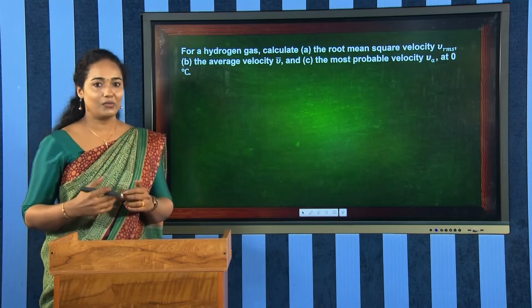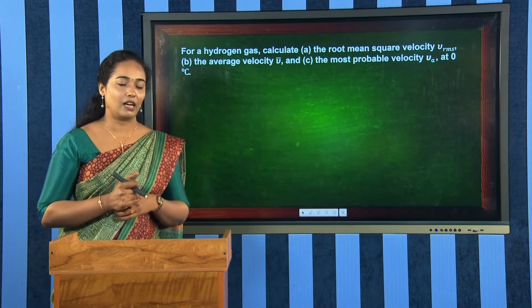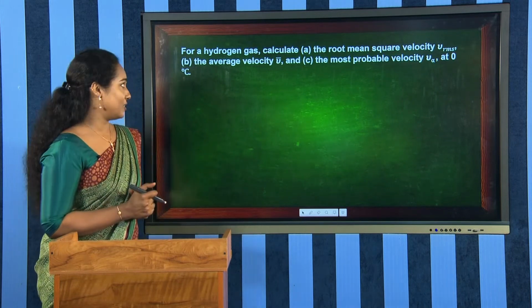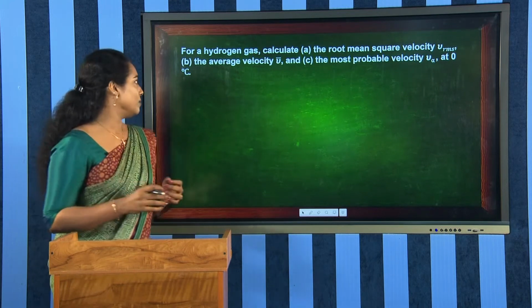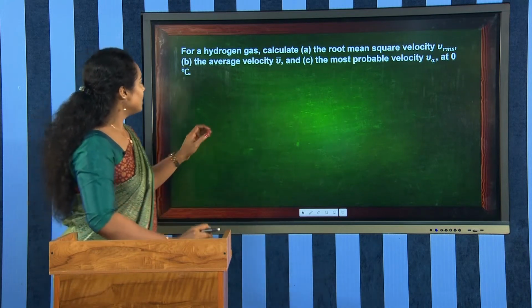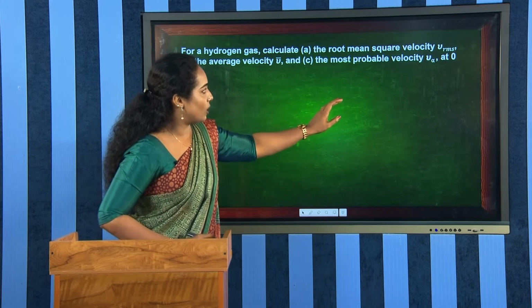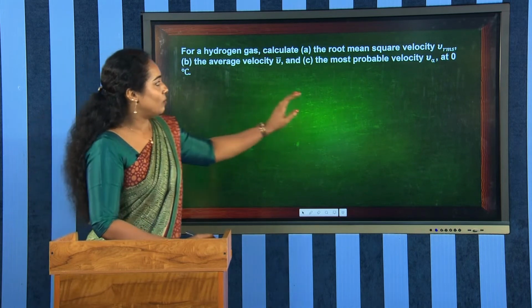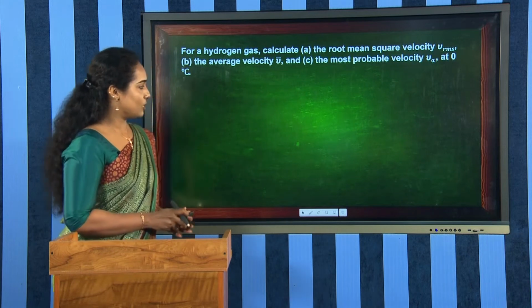Usually these problems are very important for certain competitive examinations, including CSIR NET or GATE, departmental aptitude tests, etc. So I am going to take two important problems. The first one is: for hydrogen gas, calculate the root mean square velocity mu RMS, the average velocity mu bar, and the most probable velocity mu alpha at 0 degree Celsius.